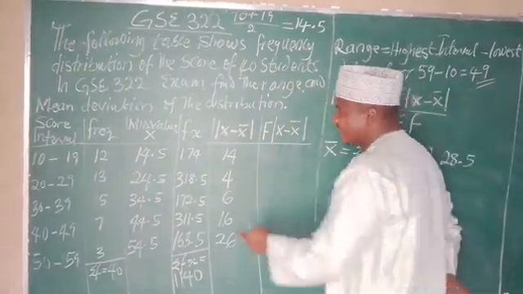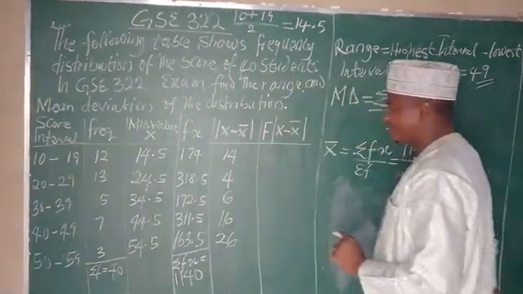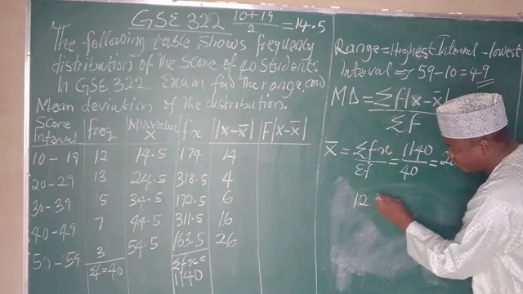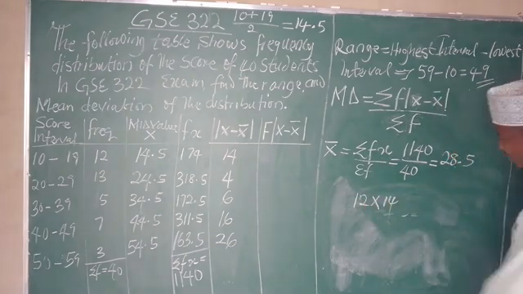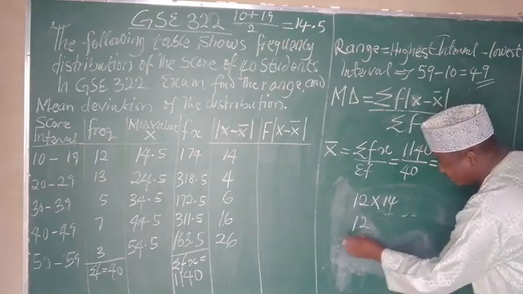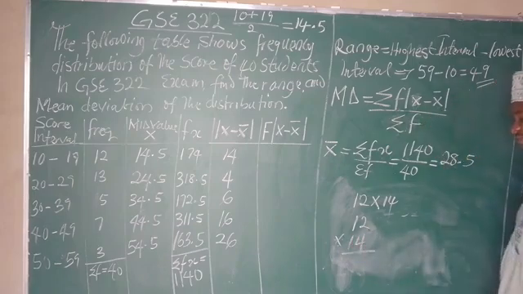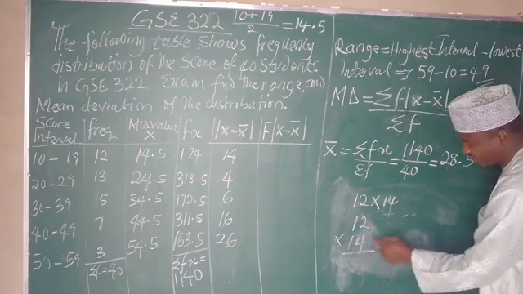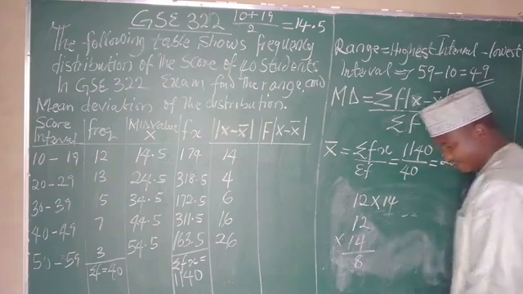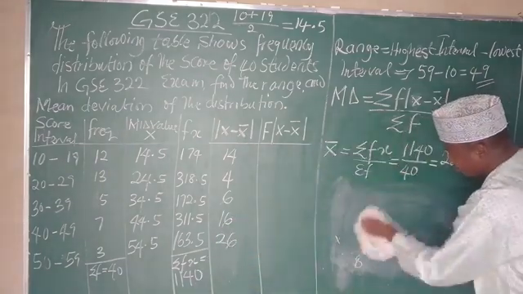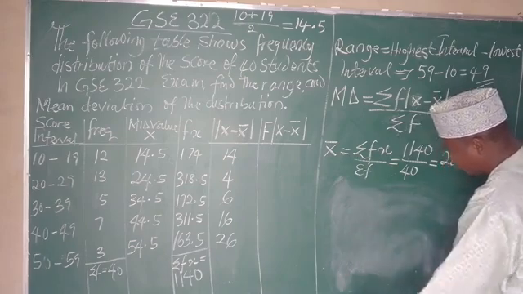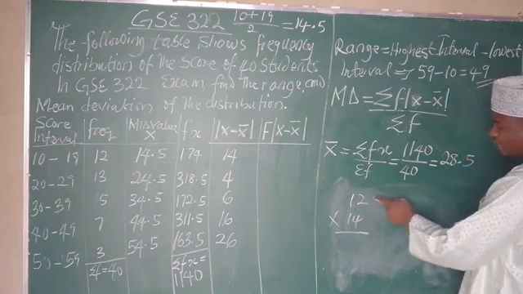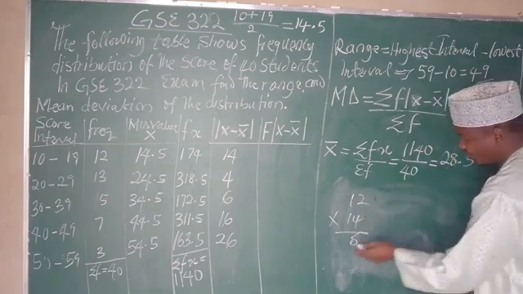So we multiply them. That is 12 times 14. First, 4 times 2 is going to give us 8. 4 times 1 is going to give us 4.